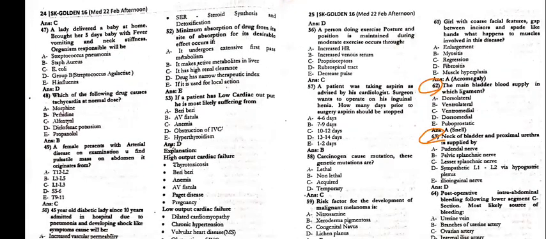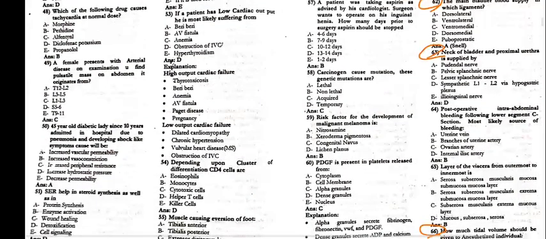Next, 49, the female presents with arterial disease. On examination, you will find a pulsatile mass on the abdomen. It originates from the C, L1, L3. 50, 45-year-old diabetic lady since 10 years admitted in the hospital due to pneumonia and developing shock-like symptoms. Cause will be increased vascular permeability.